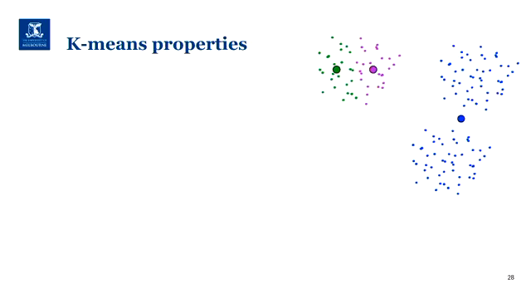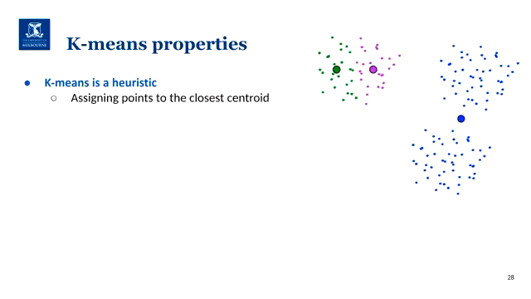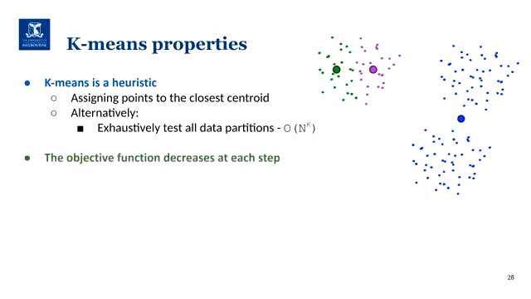Okay? So there are a few interesting properties for k-means. For instance, k-means is a heuristic. And I haven't mentioned that, but finding the best data partition requires extensively enumerating all of them, and the number of partitions of size k for a given data is exponential. So in order to avoid that, we assign points to the closest centroid, and that's basically the heuristic for k-means. And the k-means objective function will decrease at each step, which guarantees convergence. So the program will stop after a few iterations.